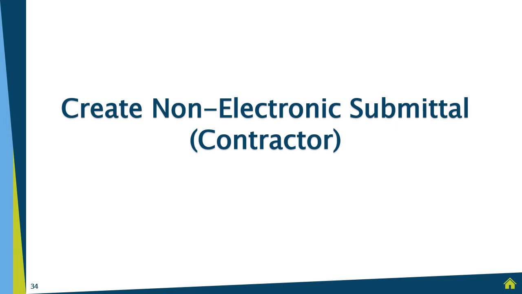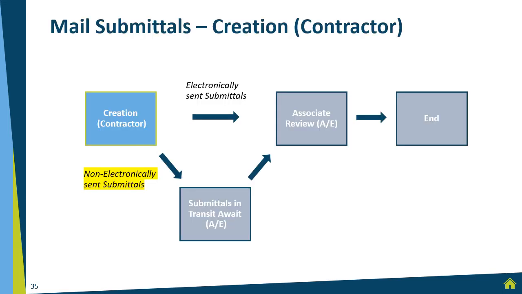So next, we're going to be showing you a non-electronic submittal from the contractor. And here is your workflow. As you can see, we're starting back at the beginning, but this time we're going to go down to submittals in transit await after the creation step. And then we'll move on to the associate review step.